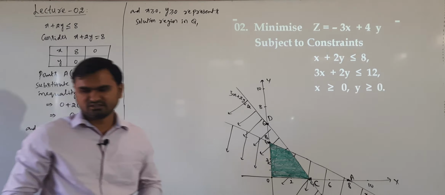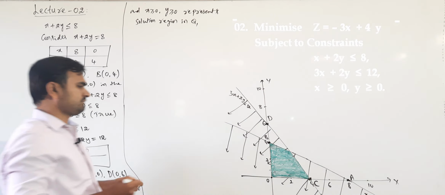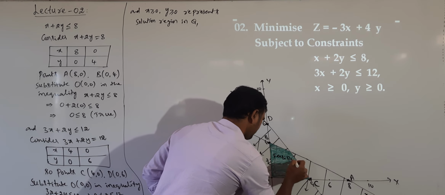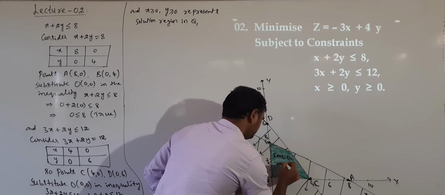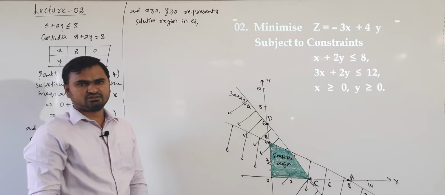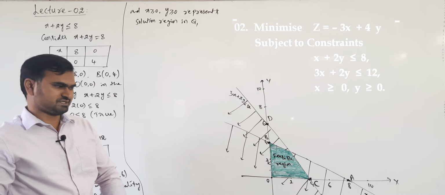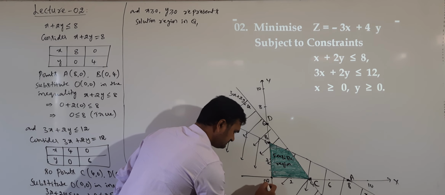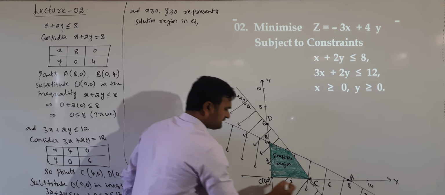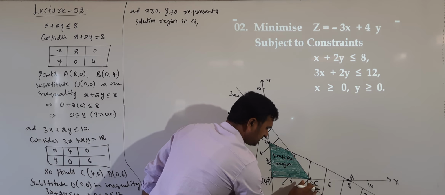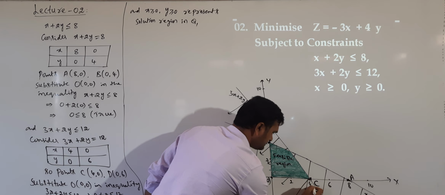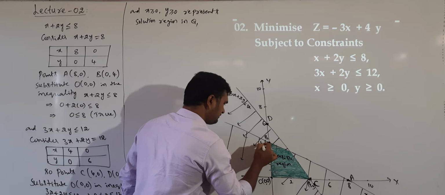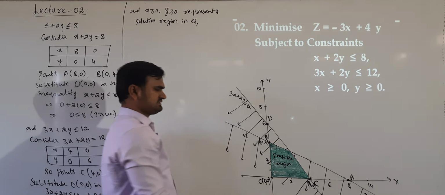Now after identifying the feasible region, what is the next step? We have to identify the corner points. So what are the boundary points here? One is the origin, 0, 0. Next, this is the point C. What is the point C here? 4, 0. Point B, what is B here? 0, 4 on the y axis.